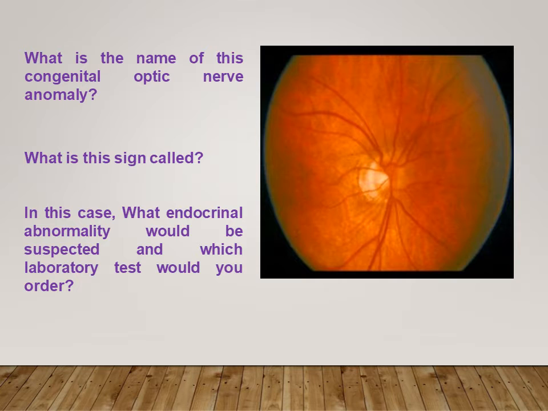This is an optic nerve hypoplasia, and this sign is called the double ring sign, in which the outer ring represents what would have been the normal disc margin. This condition may be associated with de Morsier syndrome and midline developmental brain defects with endocrinal abnormalities and hypopituitarism, especially with low growth hormone levels.